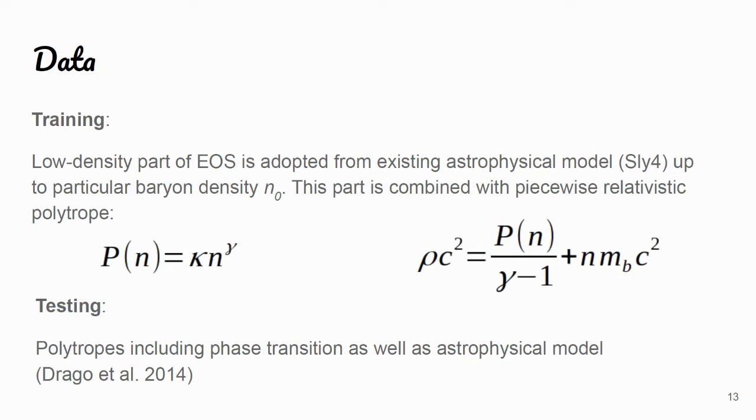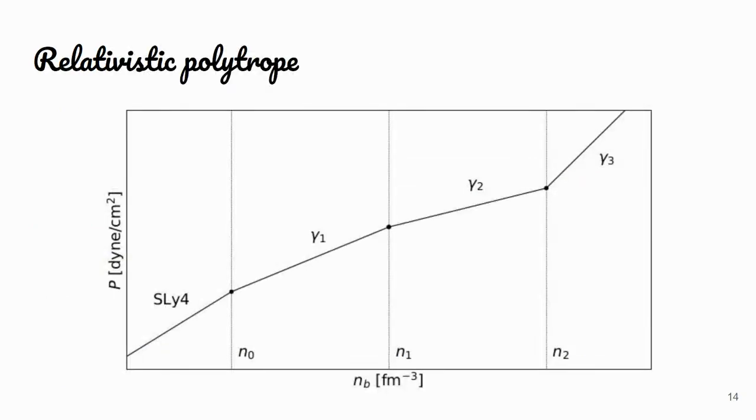And for the test, we also used, at least partially, relativistic polytropes. However, as you are going to see in a moment, in this case they were a bit different. We also used one astrophysical model, an extreme model of Drago from 2014, just to test what would be the response of our method towards this very peculiar equation of state and what kind of observables one can have using it.